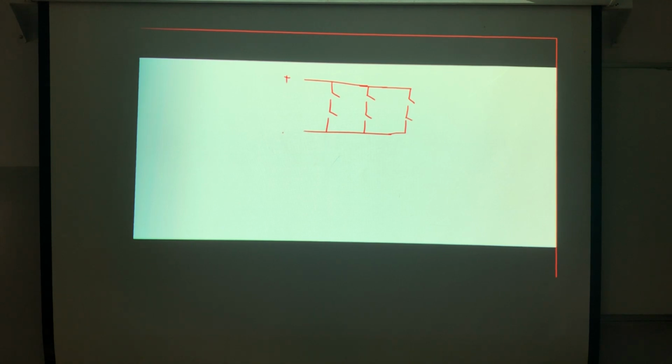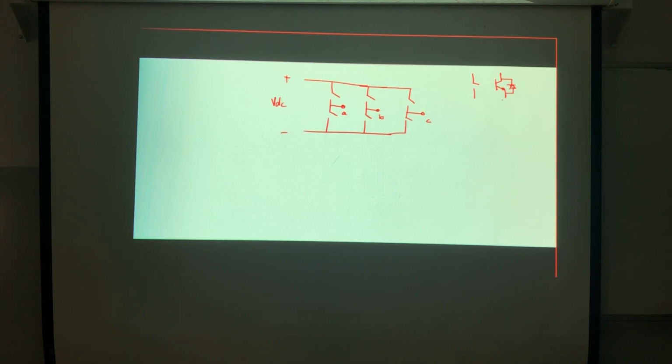This is the plus, this is the minus, and this is VDC. Here I'm connecting phase A, here I'm connecting phase B, and here I'm connecting phase C. So this is the A, this is the B, and this is the C. Now each switch here is actually a power switch with anti-parallel diode.